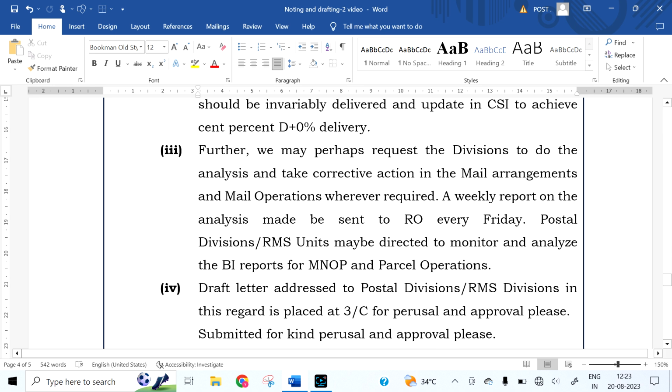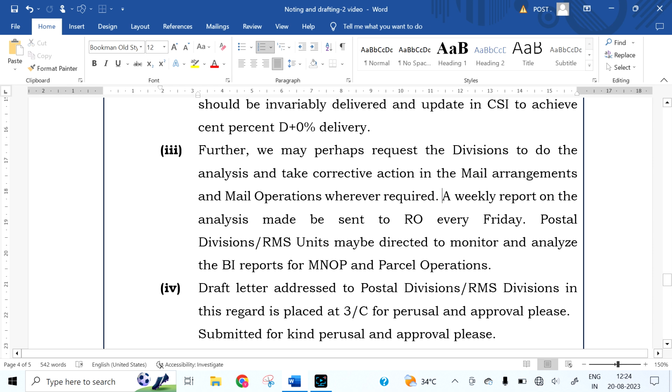And another one is that further we may perhaps request divisions to do analysis and take corrective action in mail arrangements also. This is also one of the aspects. There won't be correct mail arrangements, because of which D plus 0 also gets affected, because the mails will come to the office after 11 o'clock sometimes. And in such a case, the invoicing of articles and sending it to BOs will take some more time, and the postman may not be able to take the articles on the same day, and may not be able to deliver all the articles on the same day. So this mail arrangement is also crucial, and so we have written like that.